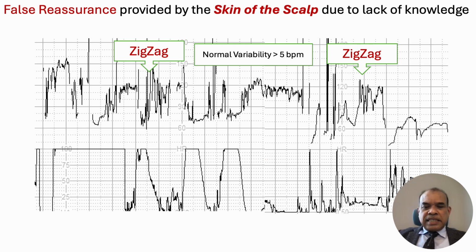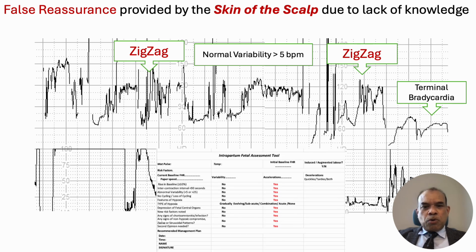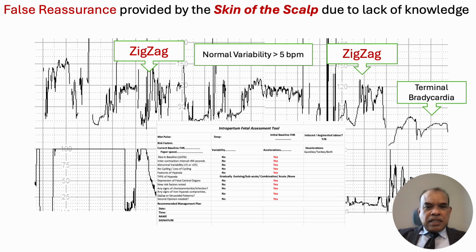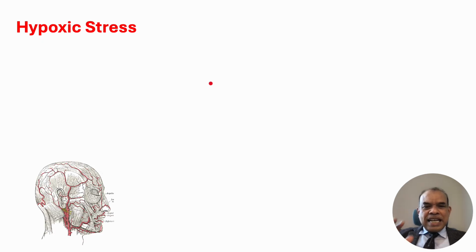So this, as expected, after the brain, there was a terminal bradycardia and the poor outcome. But if they had used an intrapartum assessment tool that clearly tells about different types of hypoxia, they would have saved this baby. And all this fetus required was to reduce the stress.